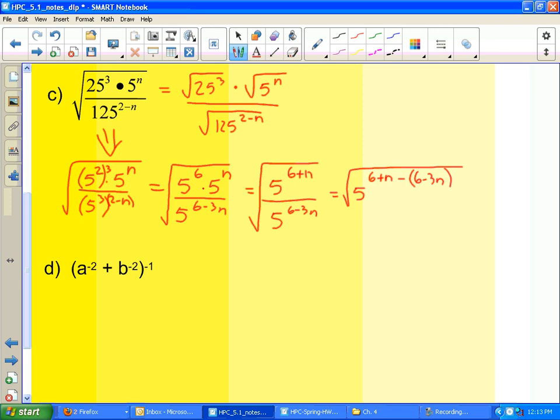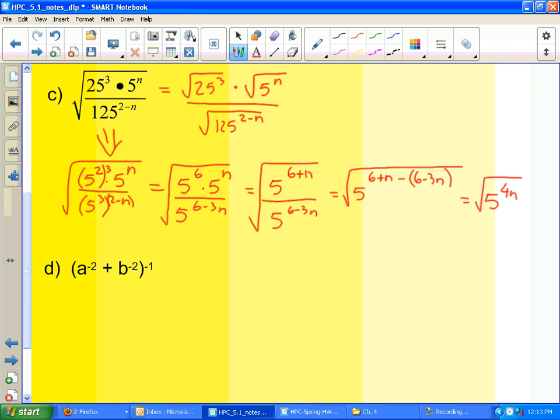Then what do we get? 5 to the 4n power. The 6's are going to cancel. 5 to the 4n power underneath the root.